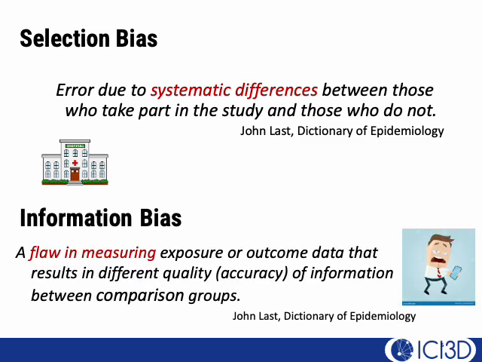Information bias is a flaw in measuring exposure or outcome data that results in different quality or accuracy of information between comparison groups. For example, if you ask a person how much time they spend on their phones every day, this might result in very different numbers than estimated by a screen time tracker app.